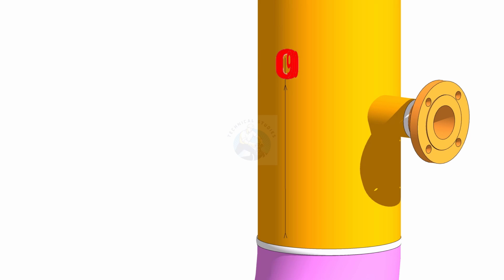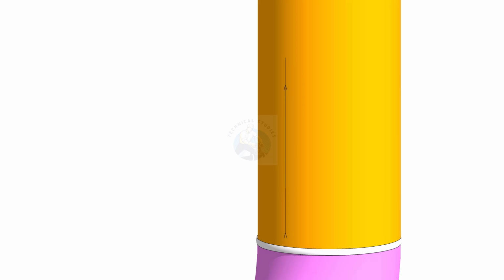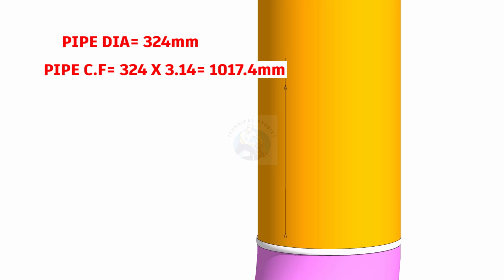Let us do some simple calculations. Since the nozzle is rotated 90 degrees from the center line, we need to find the circumferential length of 90 degrees. As I said earlier, the OD of the pipe is 324 mm. Pipe circumference equals 324 multiplied by pi, or 3.142, equals 1017.4 mm.